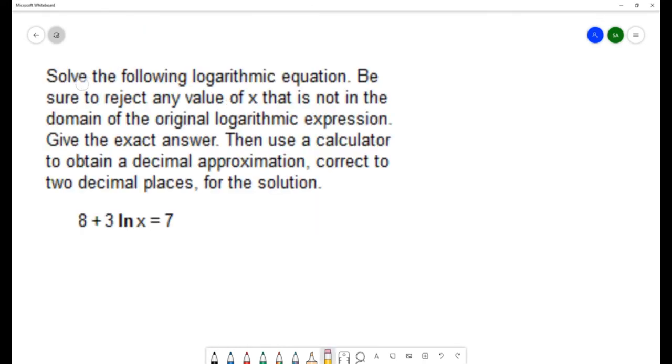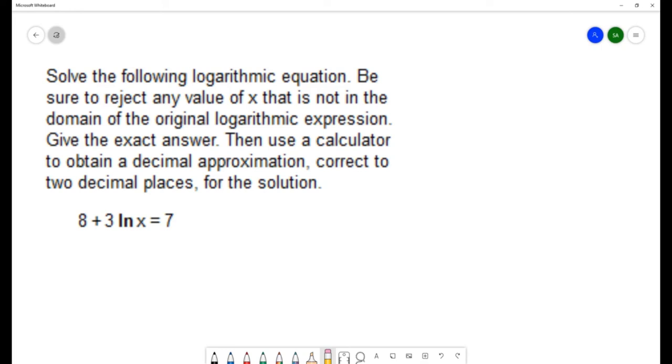In this question, we want to solve the logarithmic equation, reject any values of x that are not in the domain, and we want to give the exact answer. The exact answer is going to involve logs or exponentials, and then we want to use a calculator to give the approximation.